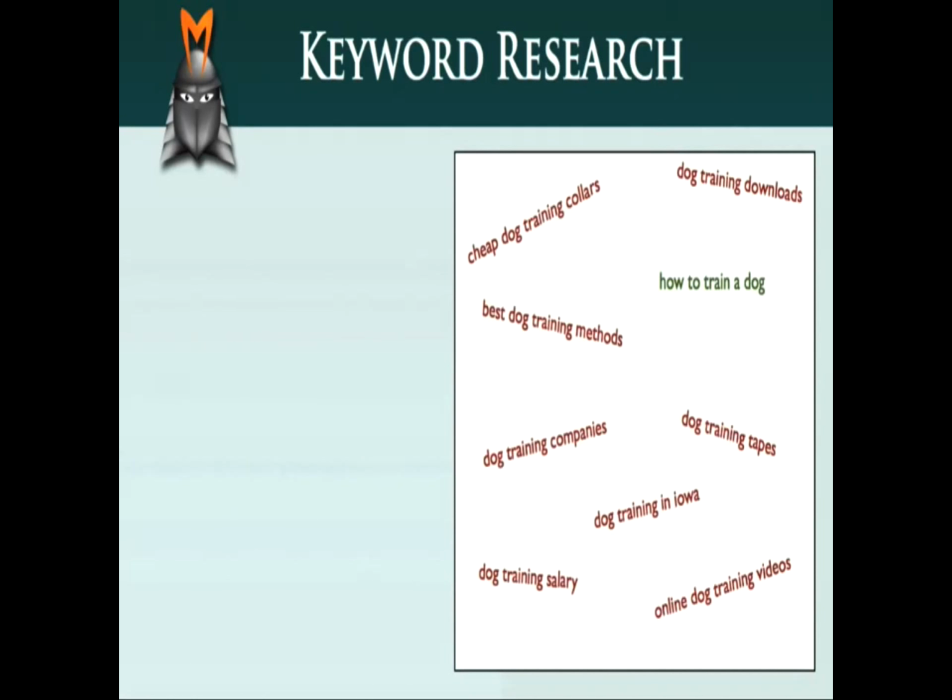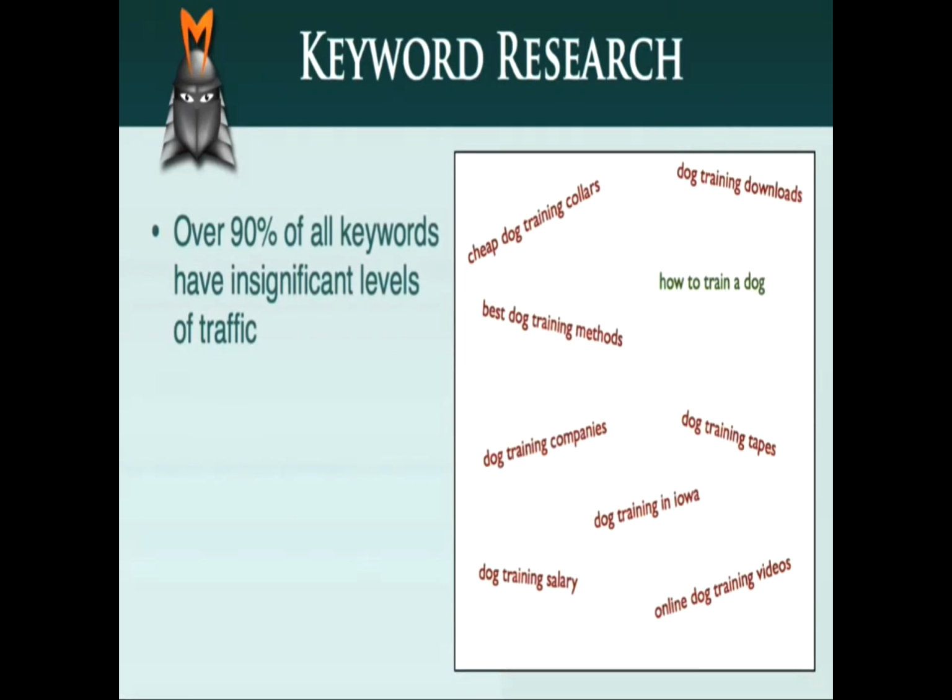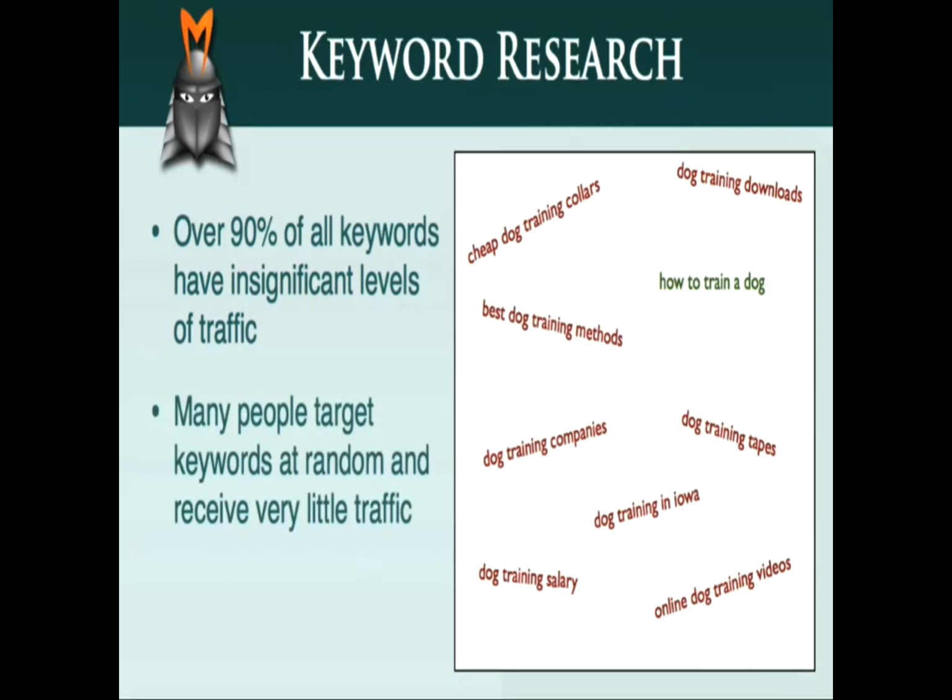Many people are surprised to learn that in most niches, over 90% of all keywords have insignificant levels of traffic and are not really worth spending a lot of time and effort on. Unfortunately, when a lot of people start their internet business, they target keywords at random and are then disappointed to find that they receive little or no traffic to their website. Using Market Samurai, however, you'll be able to zero in on the minority of keywords in your niche that do have significant levels of traffic. So let's cross over to Market Samurai and take a look at how this works in the real world.